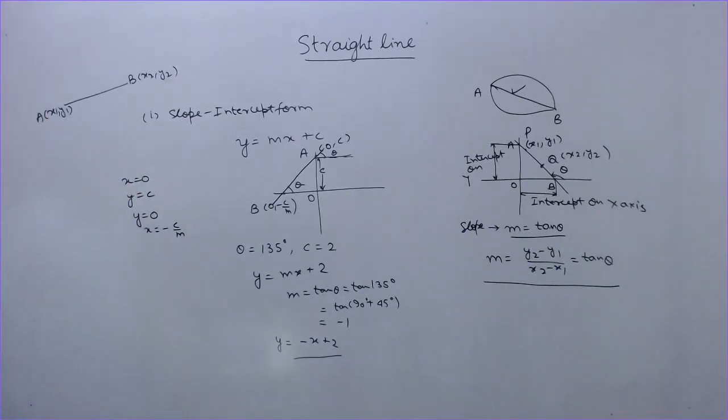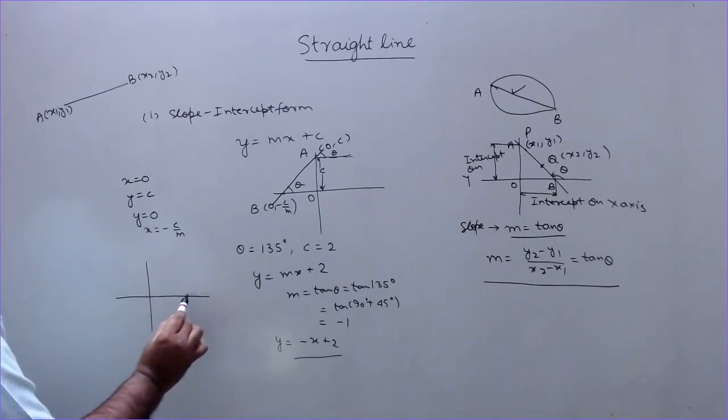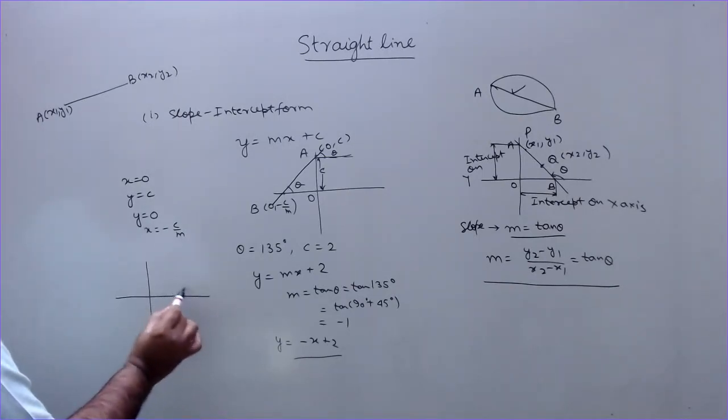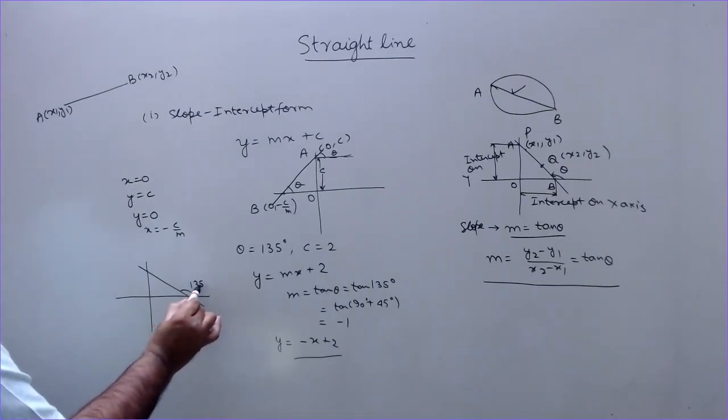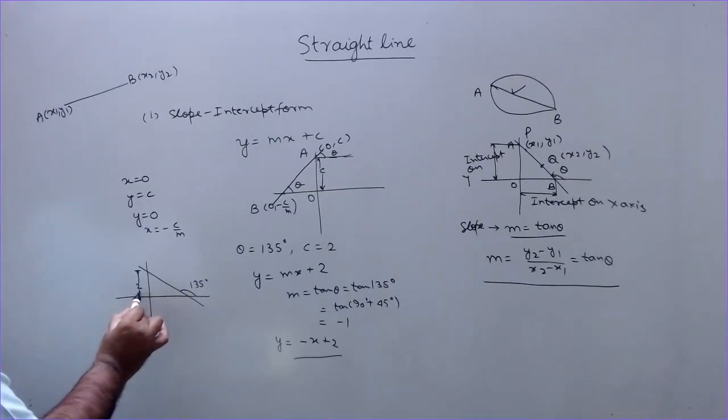This is the equation of the straight line, which is making an angle of 135 with the positive direction of x-axis. If you draw this line, if you show it, this is the line, this angle is 135 degree, and cutting an intercept of 2, c is equal to 2, on y-axis.